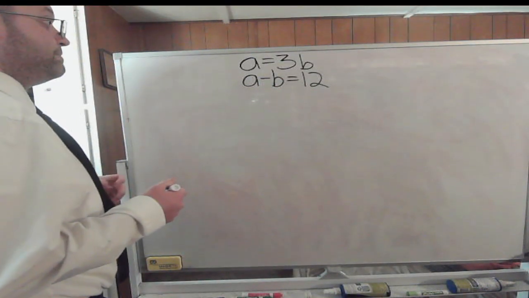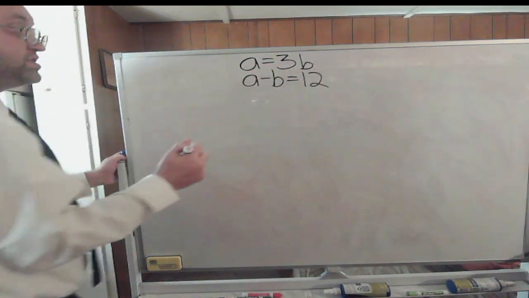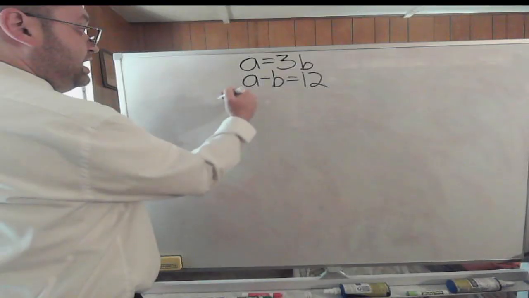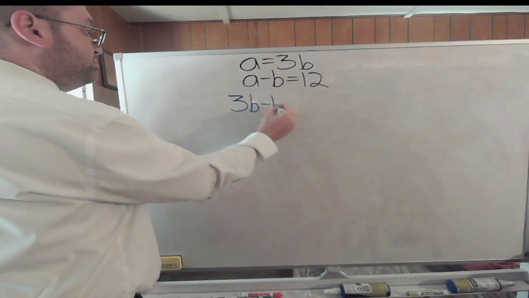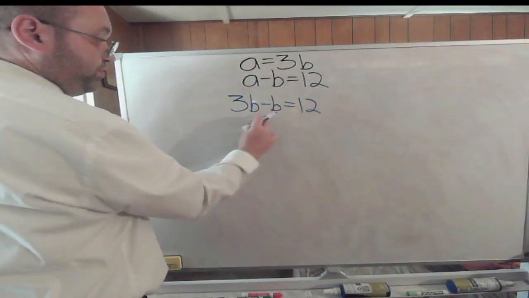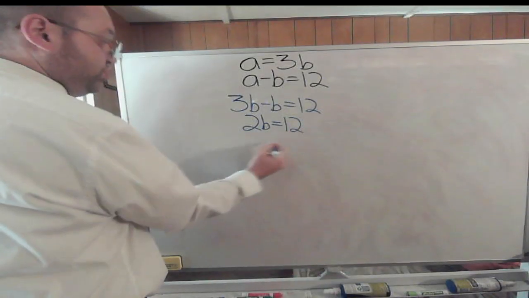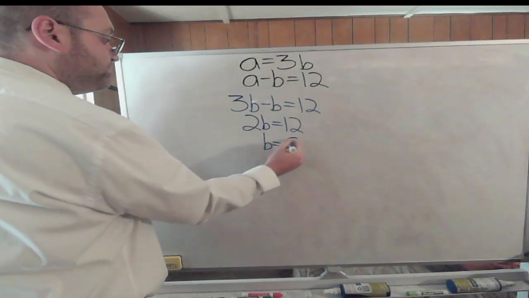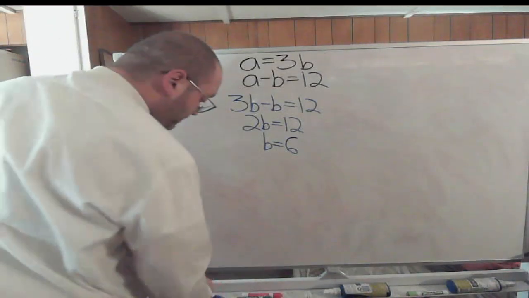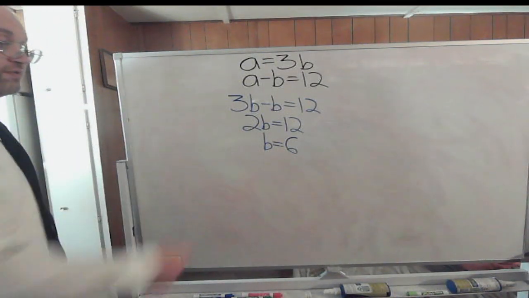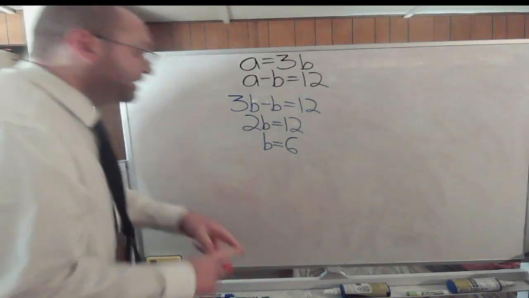Well, good news is here they give you a equals 3b, so we could take that and substitute into the second equation. Our a equals 3b, so we'll just do 3b minus b equals 12. Well, 3b minus b is 2b. That would equal 12, which means b equals 6. So we have the b coordinate of the point of intersection being 6. Now we need to solve for the a coordinate.